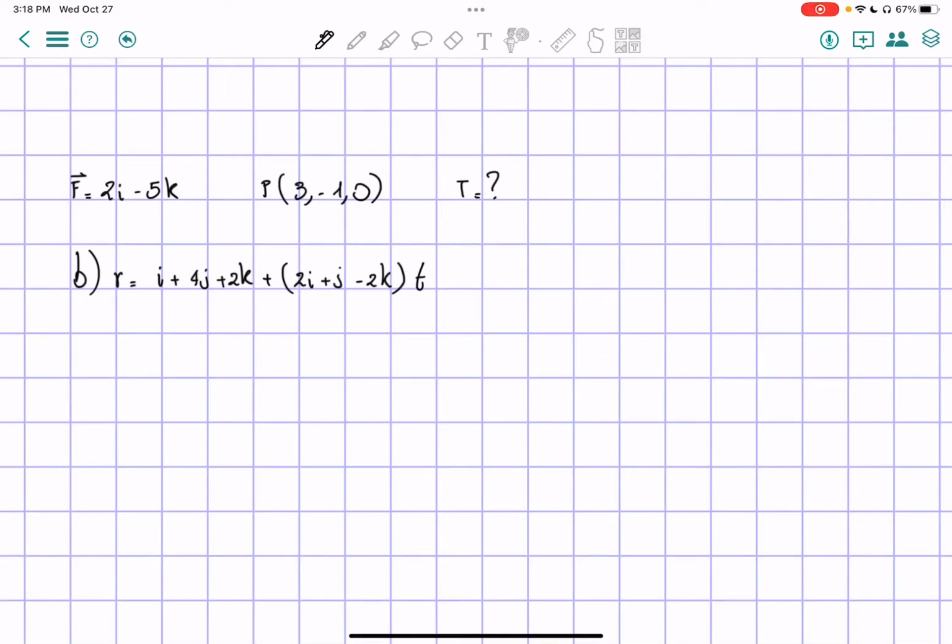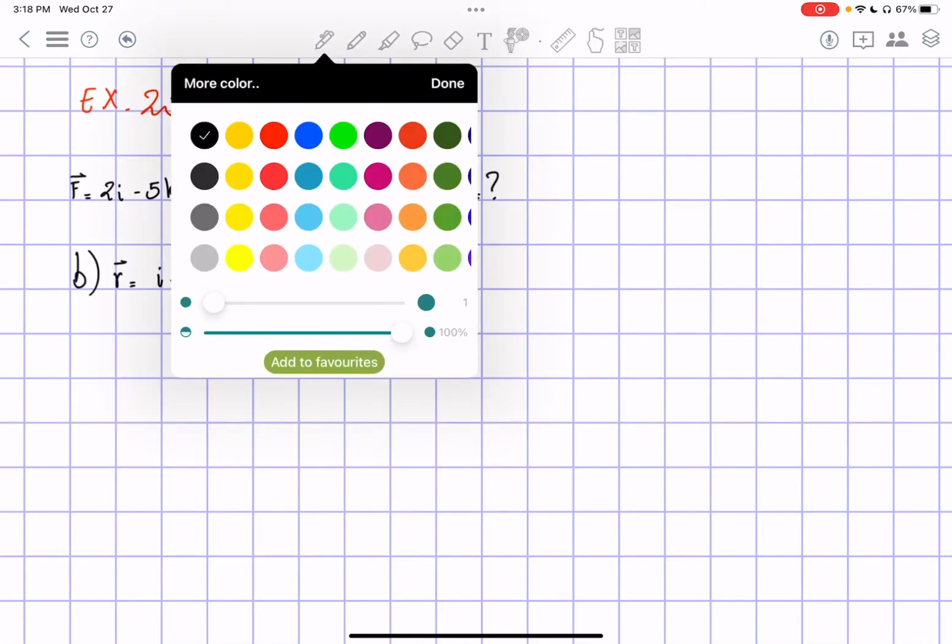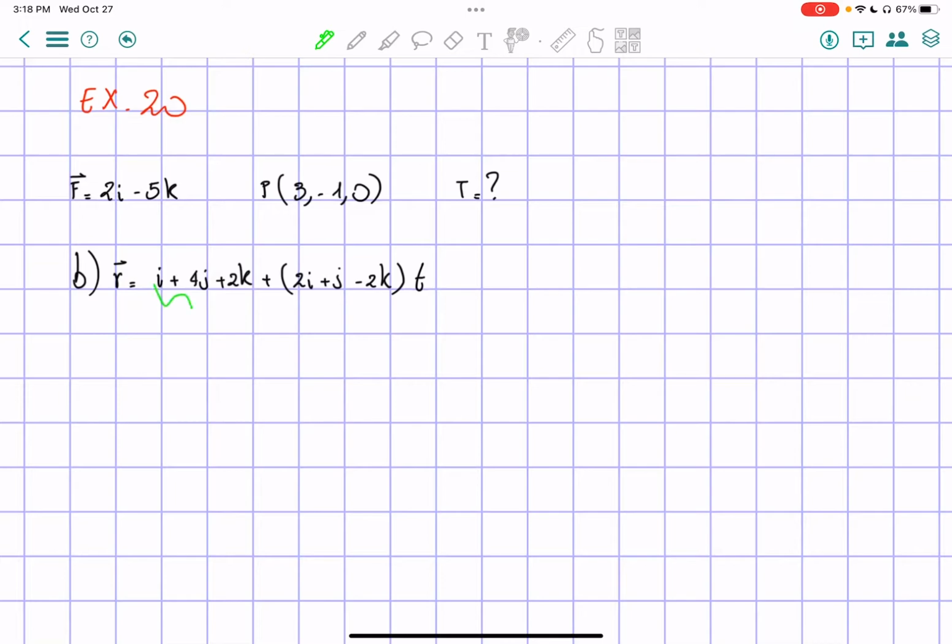Let's look at part B of exercise 20. In this case, we know that our force vector is the same, the point vector is the same, and we always find torque, but in this case our vector is going to be different. As I said before, this part right here is going to be R naught. This part right here is going to be equal to the A vector. And of course, R naught is a vector.